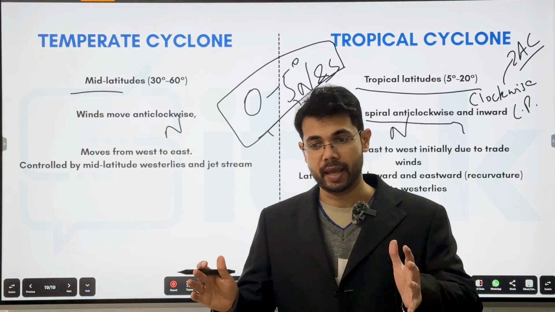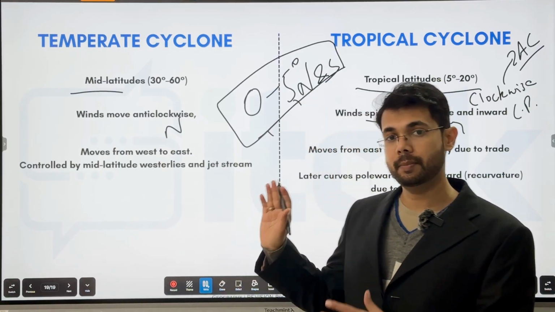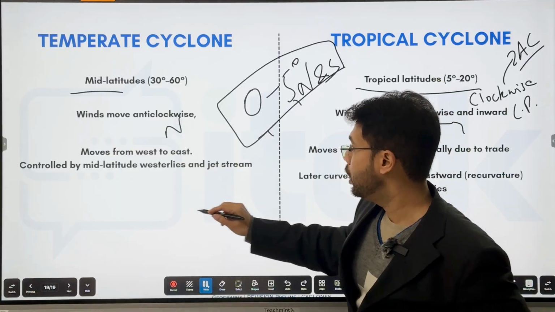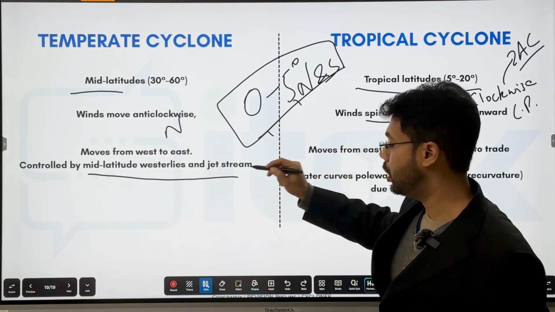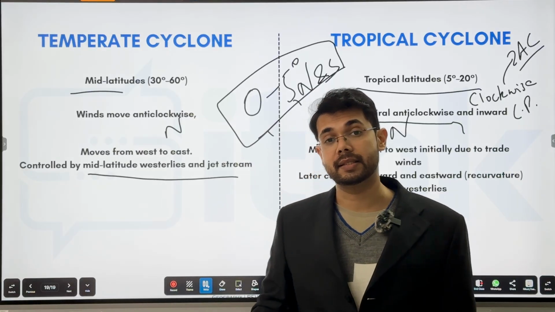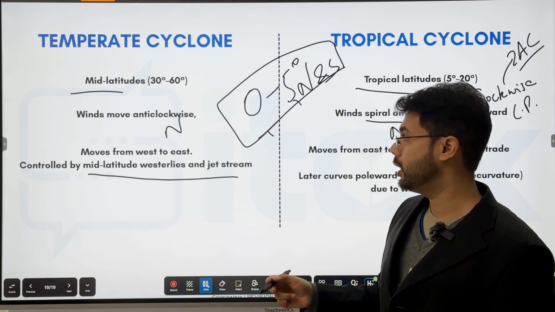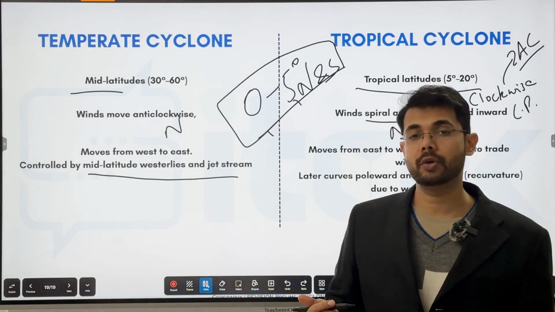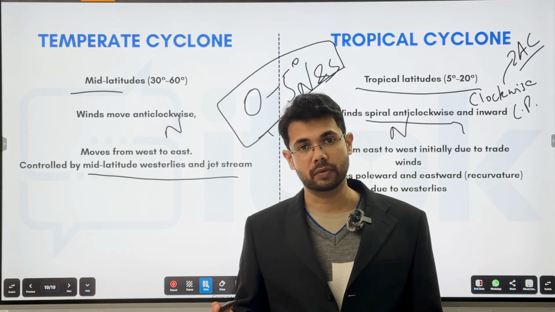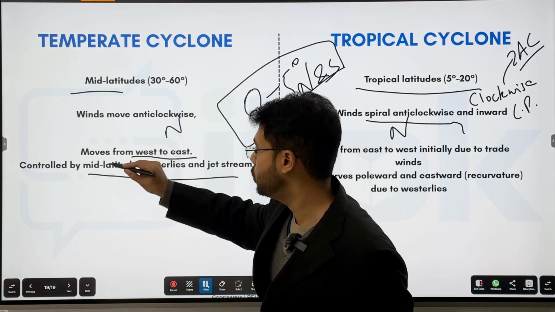The entire system now, temperate cyclone, the winds are blowing in one direction, but the entire system has to move in some direction. What happens there? So, temperate cyclone moves west to east. It is controlled by mid-latitude westerlies. Now, the diagram which I always tell you to practice daily will come in handy in these situations. Whatever direction the westerlies are going in, the temperate cyclone follows that because it is high up in the latitudes, beyond 30 degrees, 40 degrees north and south of the equator. So, they go from west to east.